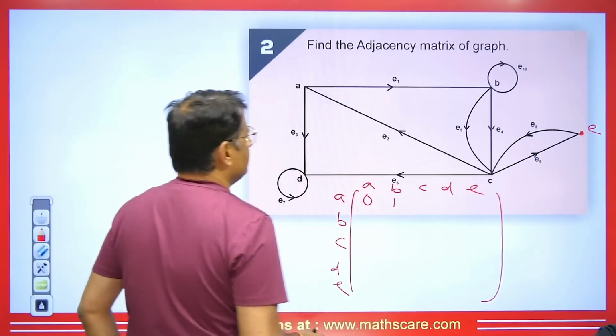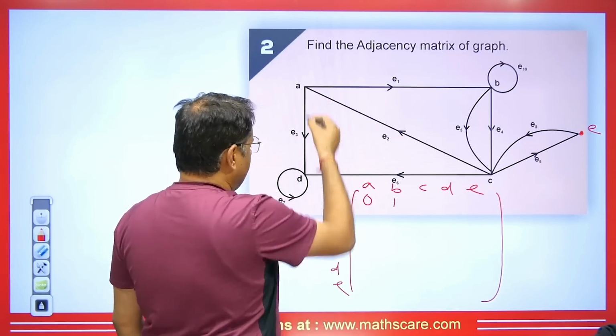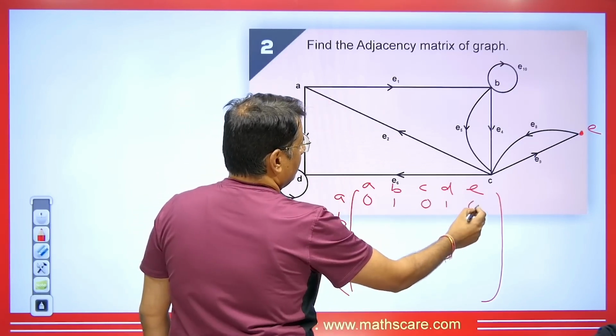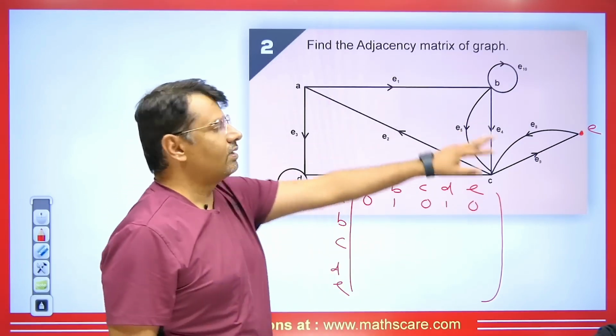Let's see where A goes. It is not going to C. A goes to D, so we will write 1 under D. Rest of the elements will be 0 because A is not going to E.